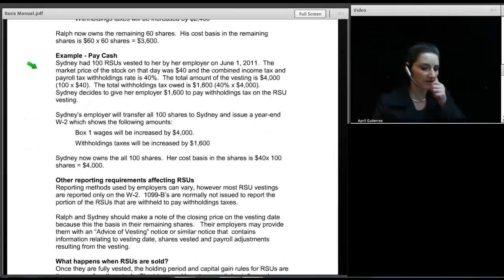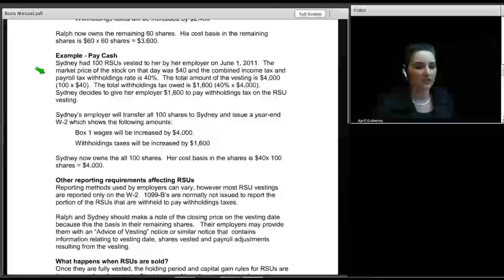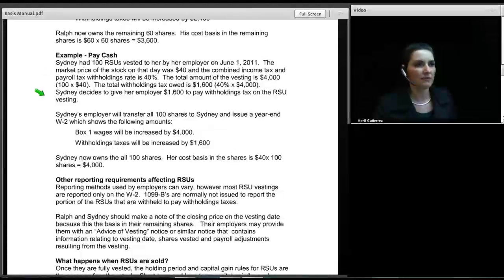Example number 2 is the pay cash method. Sydney had 100 RSUs vested to her by her employer on June 1. The market price of the stock on that day was $40, and the combined payroll and income tax withholding rate is 40%. The total amount at vesting is $4,000, 100 shares times $40 per share. So total withholding tax owed is 40% of $4,000. That's $1,600.